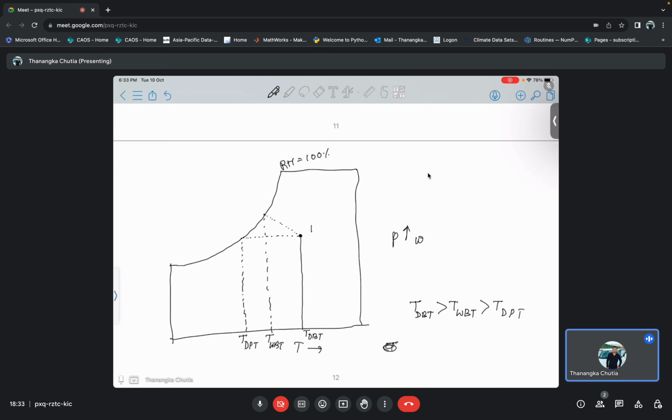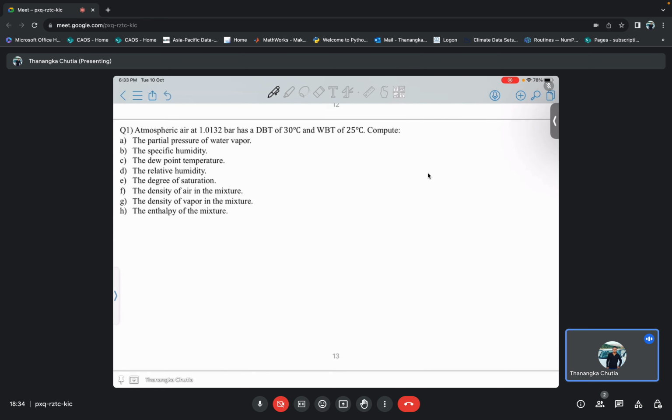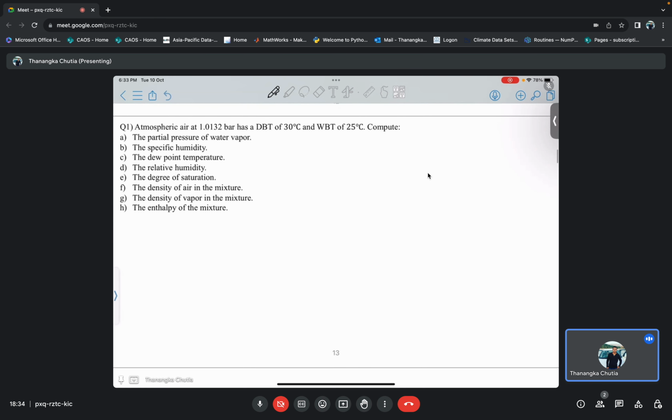Okay, so let us start the first question then. It is given that atmospheric air at 1.0132 bar has a dry bulb temperature of 30 degrees Celsius and a wet bulb temperature of 25 degrees Celsius. Now you are comfortable with these terms, dry bulb temperature and wet bulb temperature. From this given information, you have to calculate the partial pressure of water vapor, the specific humidity of the mixture, the dew point temperature, the relative humidity, the degree of saturation, the density of air in the mixture, the density of vapor in the mixture, and the enthalpy of the mixture.